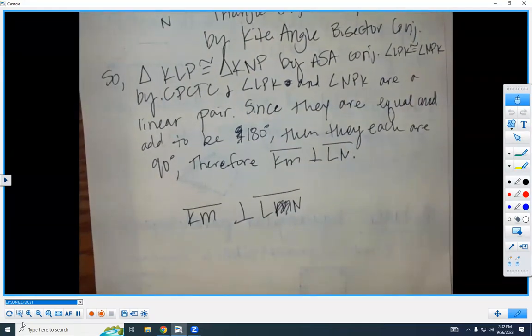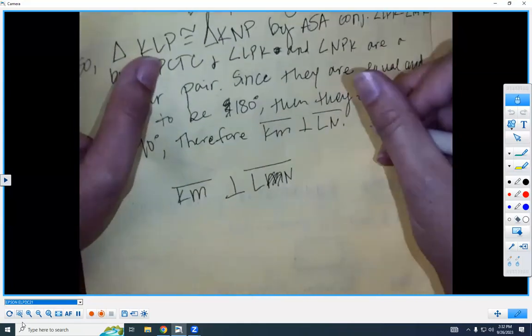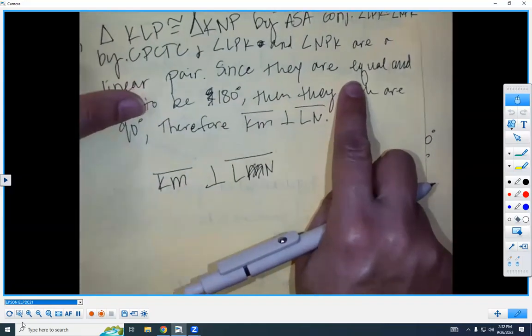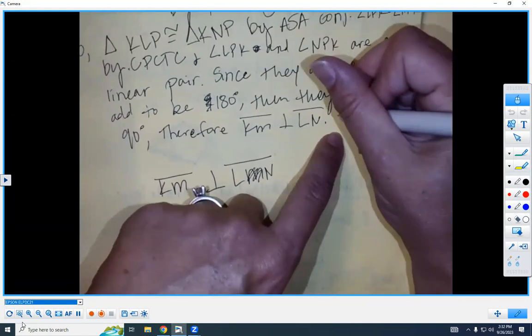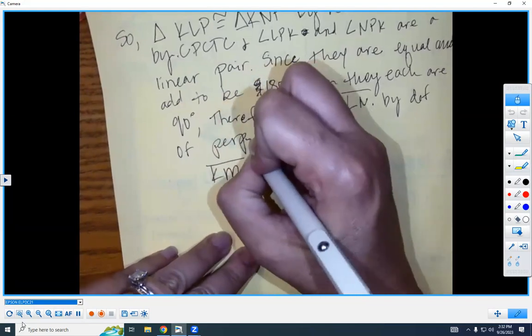Can you say that, or do you say by something? Technically, you should say by something. By what? The definition of perpendicular lines? That's what you're going to say? No, I was just saying it because we just wrote it all down. Yes, we just gave the definition of perpendicular lines. Angles are both 90 degrees, by the definition of perpendicular lines.